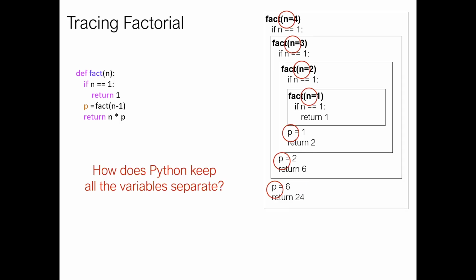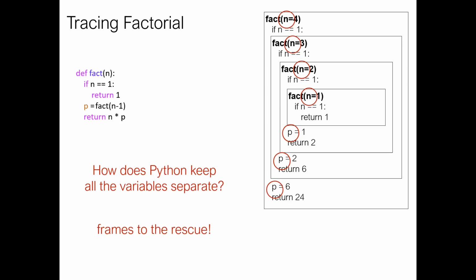Okay, so one of the really confusing things for students is I've got all of these variables with the same name. I've got 4 n's here. I've got 3 p's. How does Python keep these all sorted out? And how do we keep them sorted out when we're thinking about these kinds of problems?